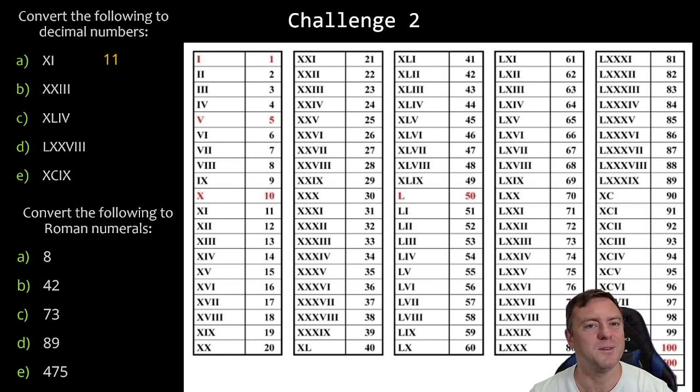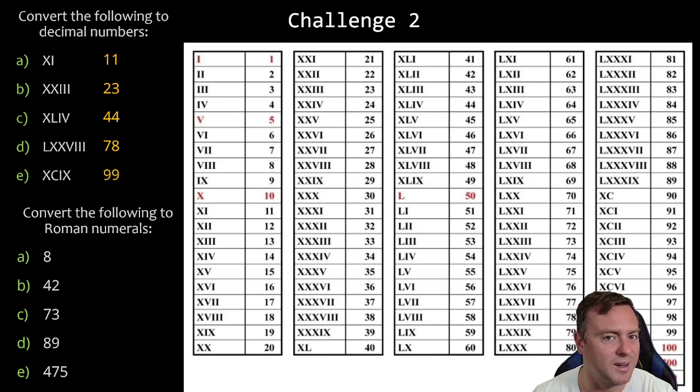Awesome. So hopefully you've picked up the first one. XI gives you 11. What happens there is you've got a 10 and a 1, which gives you 11. The next one then is 23, so you've got 2 and a 3. XLIV then gives you 44. LXXVII gives you 78.